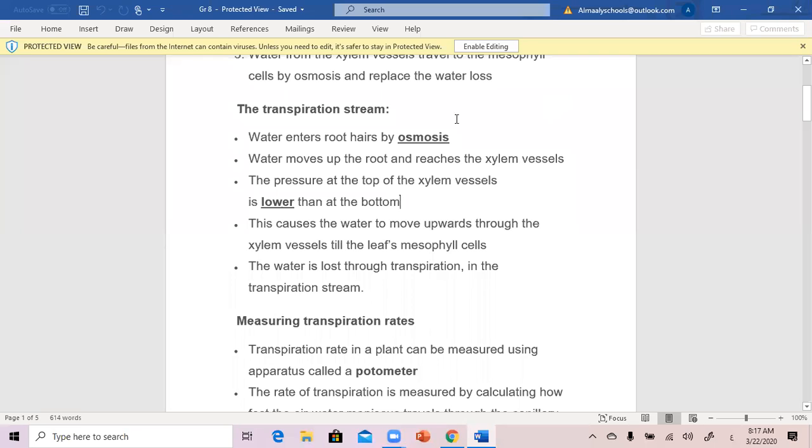Stop at the word here, the word process. What is osmosis? Who can tell me what is osmosis? Here, this one, osmosis. Who can tell me what is osmosis now?